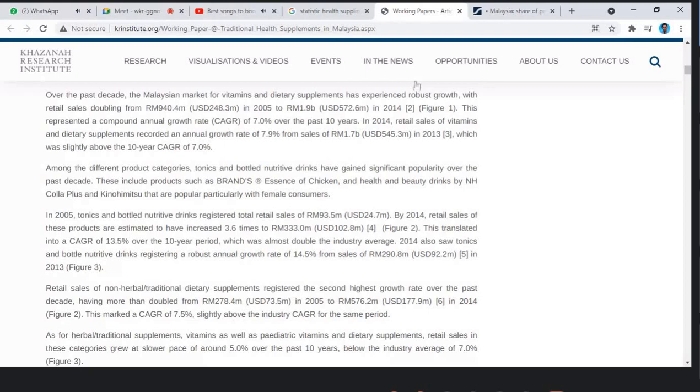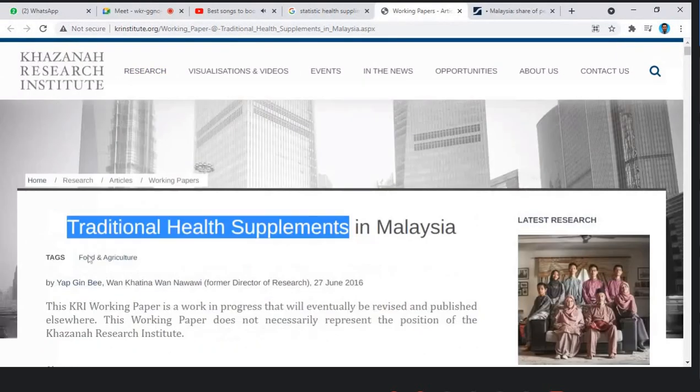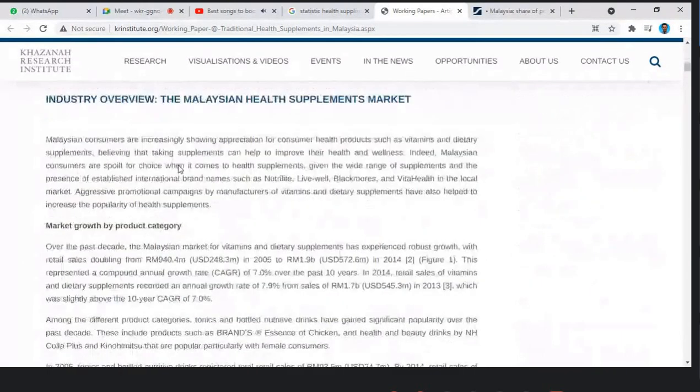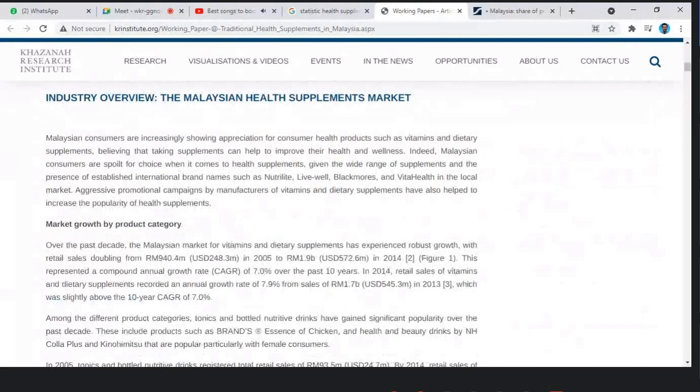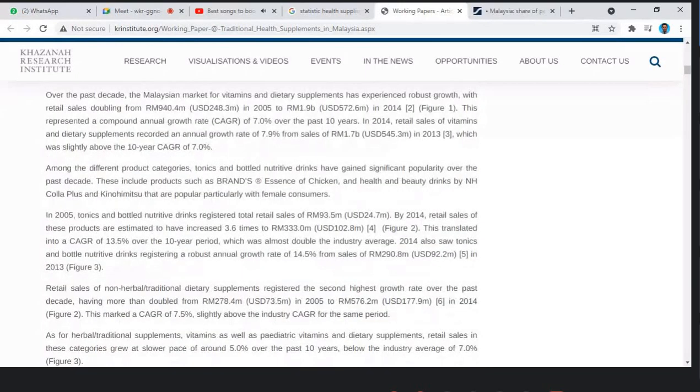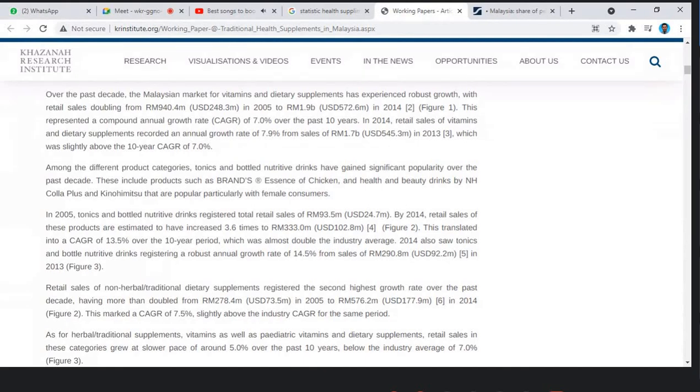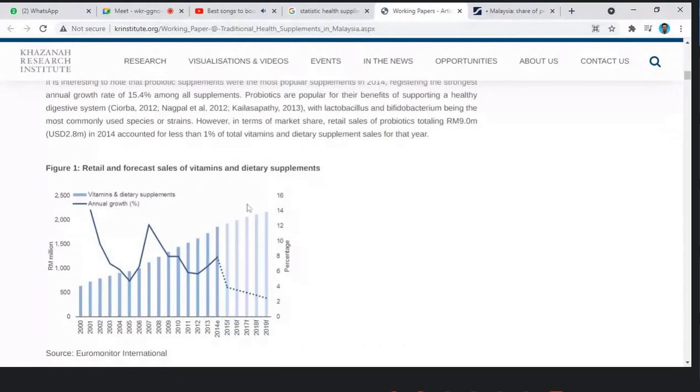This is crucial because this section introduces what issues the study is interested in solving. What is the problem to be solved in the research by Khazanah Research Institute? They concern traditional health supplements. However, in their introduction they give an overview, a general story about the theme. So you can refer to this and use these sections, but you need to rewrite in your own words. You can update the figures from here. This is a good example of how we can start our research.